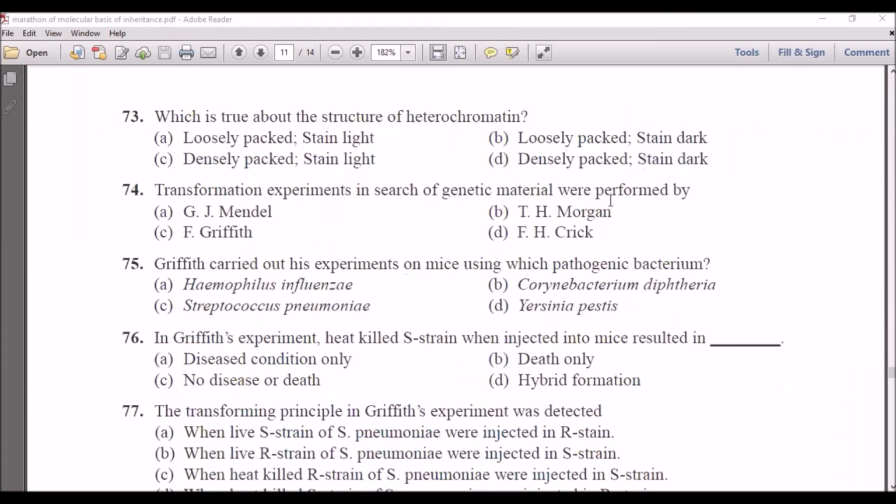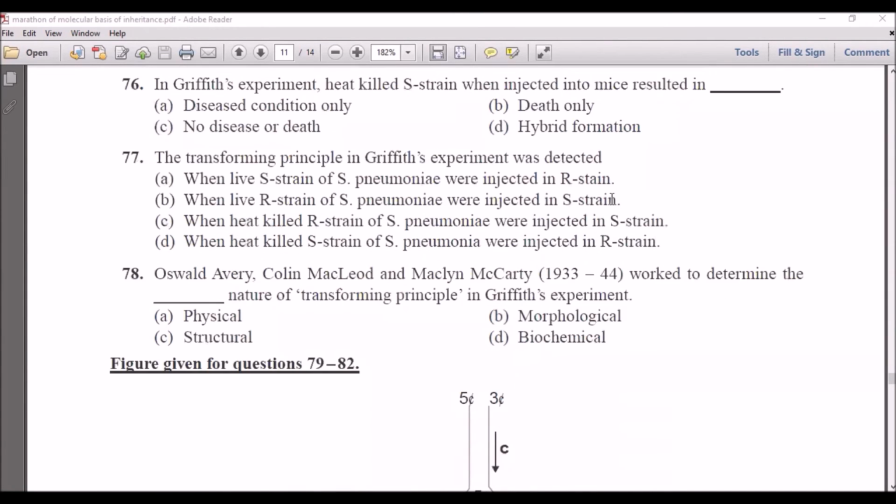Next question is, the transformation principle in Griffith experiment was detected when live S strain of Streptococcus pneumoniae were injected in R strain. Second, when live R strain of Streptococcus pneumoniae were injected in S strain. Third, when heat-killed S strain of Streptococcus pneumoniae was injected in S strain. And last is heat-killed S strain of Streptococcus pneumoniae was injected in R strain. Now we know that according to this transformation experiment, the correct answer is when heat-killed S strain of Streptococcus pneumoniae were injected in R strain.